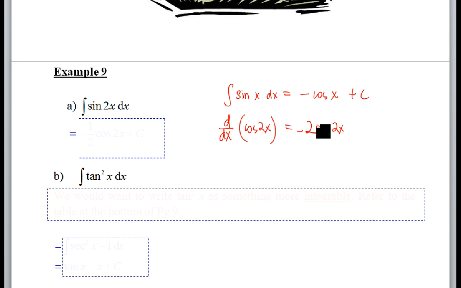Follow what I'm saying? Okay. So there must be a negative half cosine 2x. Because of this idea. Can? Follow?